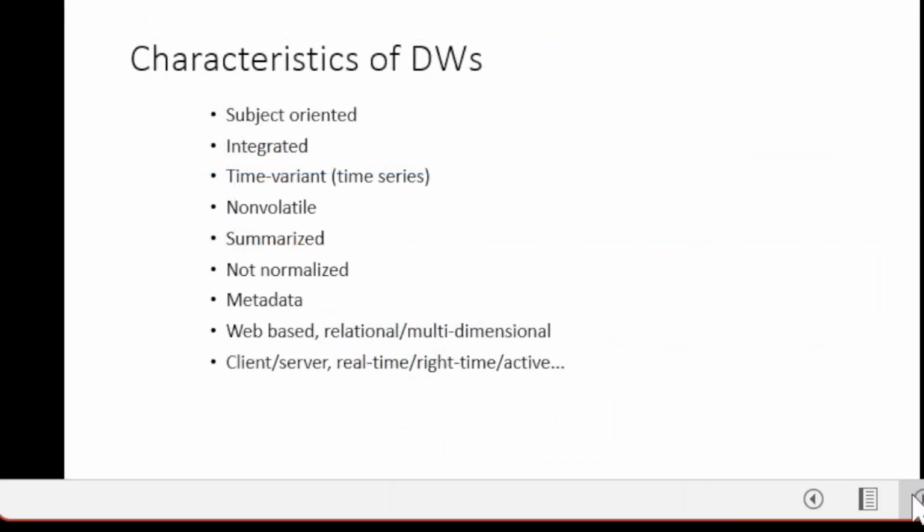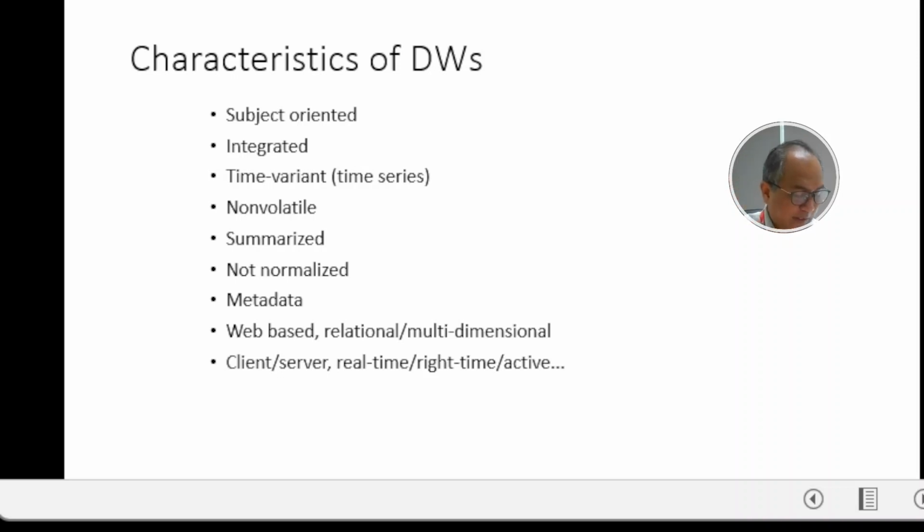So, characteristics of a data warehouse. A data warehouse is what we call subject oriented. What it means by subject oriented is data are organized by detailed subjects, such as sales, products, customers. So it obtains information relevant for decision support based on the subject.